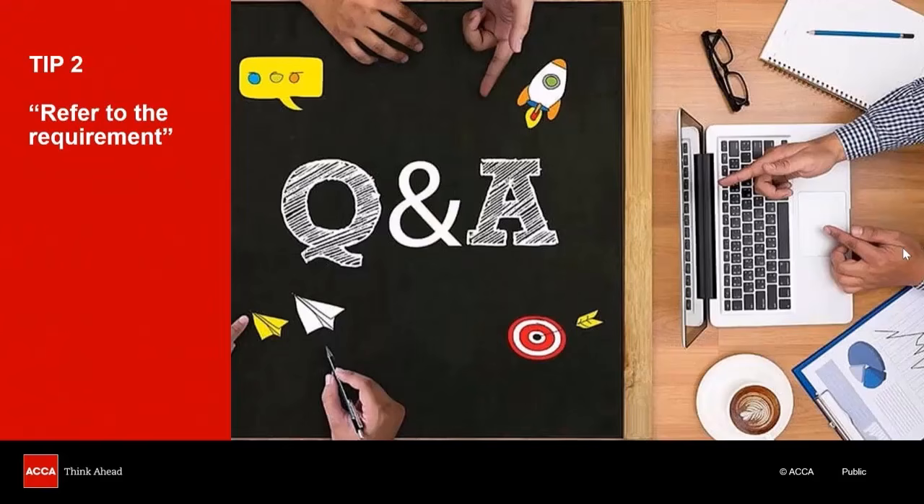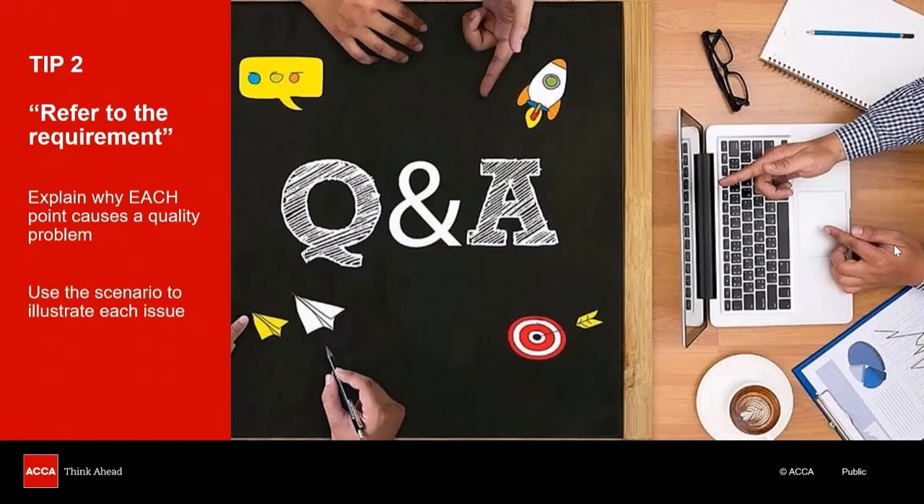My second tip, and this is about getting that full mark rather than a half mark, is I keep looking back at the requirement. When I'm writing up my point, I try to bring my point back to the specific requirement. I explain why each point causes a quality management issue. Why does it lower audit quality? And actually, this links in with my first tip. I am heavily using the scenario to illustrate my issues. I am not writing a pre-learned, rote-learned point. I am using the scenario to explain why this issue causes a problem for quality on the audit.